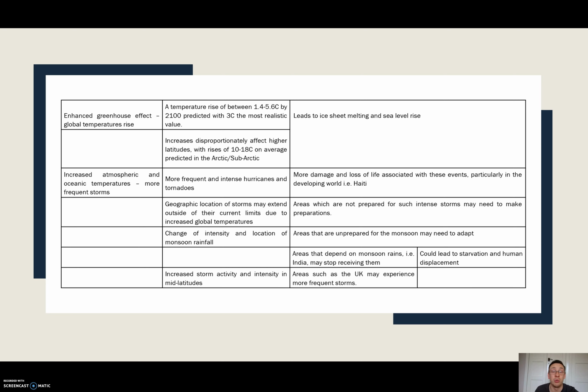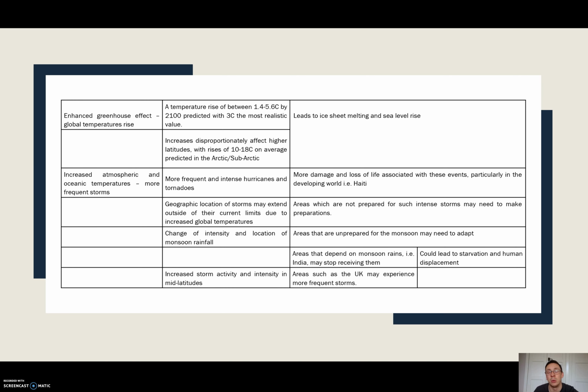The monsoonal rainfall, something that's vitally important in a couple of areas in the world, its nature is going to change. And again, mid-latitudes, going back to the earlier point, we're going to see more stormy weather in these areas. If we're talking about more frequent and intense storms, hurricanes, etc., you're going to see them causing greater damage and greater loss of life.